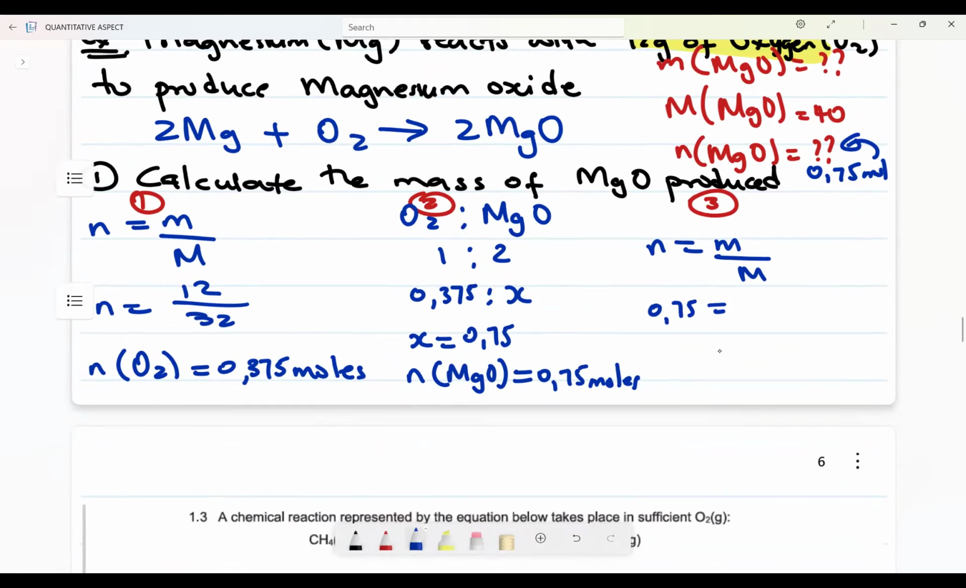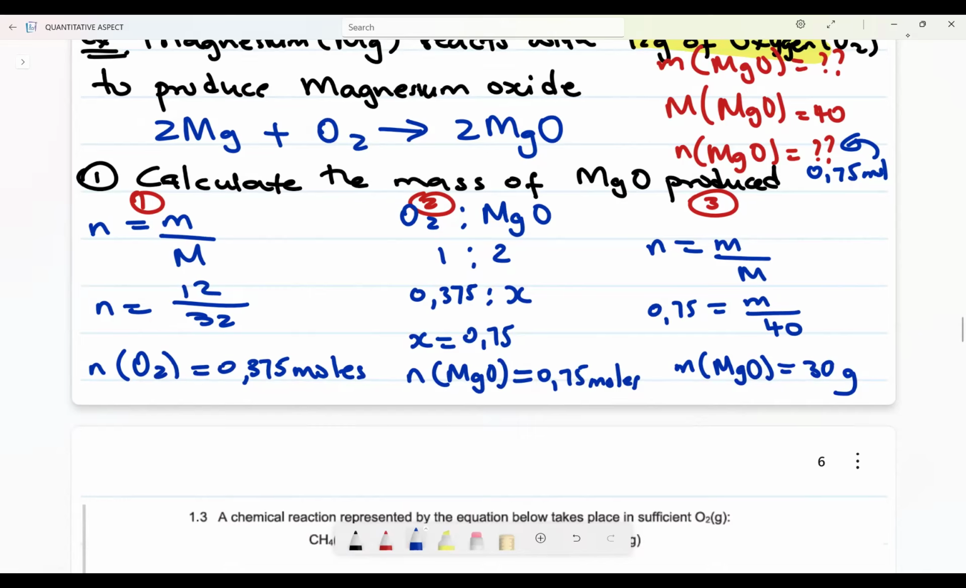Molar mass, how much is it? So my mass, how much is it? It is what I'm looking for. What is the molar mass of MgO? We calculated it here, let me remove this and put it here. We calculated it to be 40. Therefore, the mass of magnesium oxide is 40 multiplied by 0.75. Then you get something like 30 grams. You are done.